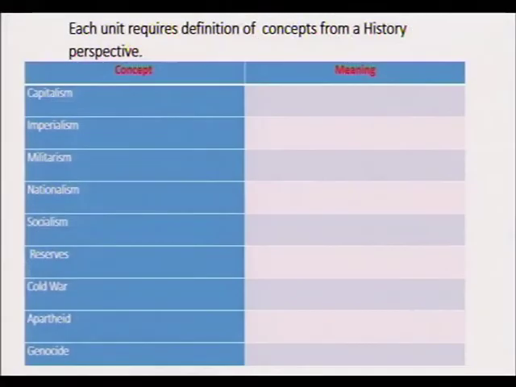So yes, that is just a brief explanation of how you can separate the history section in terms of Namibian history and world history. Like in geography, where I've mentioned that there are some concepts, there are also concepts in history. As you can see, I've mentioned a few as an example: capitalism, imperialism, militarism, nationalism, socialism, Cold War, apartheid, and genocide.